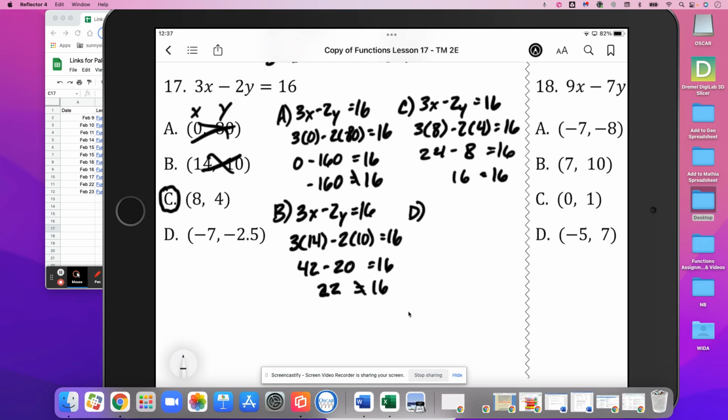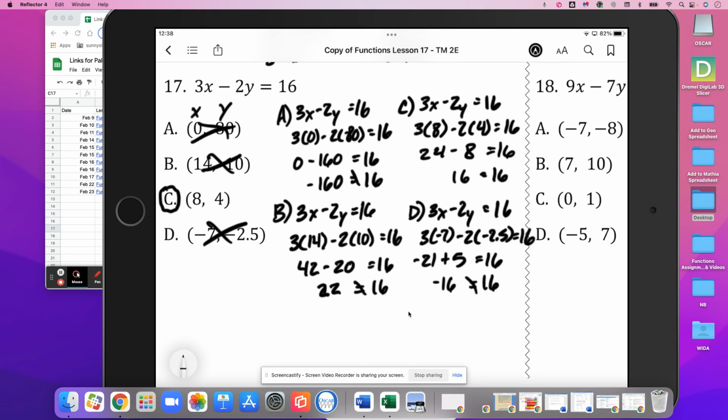And then lastly, D, we've got 3x minus 2y equals 16. 3 times negative 7 minus 2 times negative 2.5 equals 16. So we've got negative 21 plus 5 equals 16. And so no, negative 16 is not equal to 16. So D does not satisfy the function either. Looks like C is the only one that does for number 17.